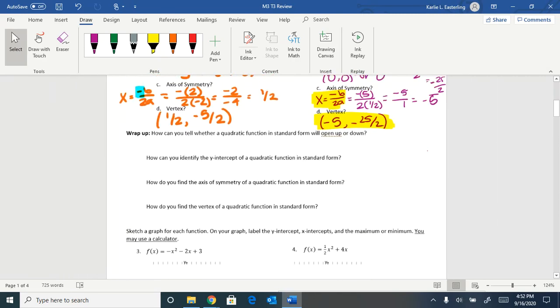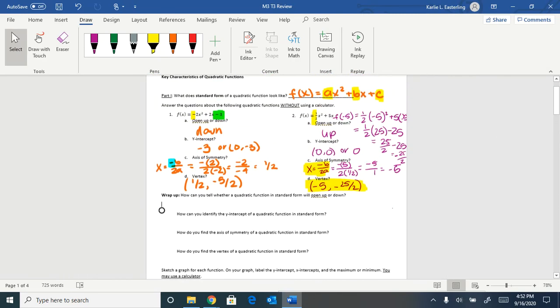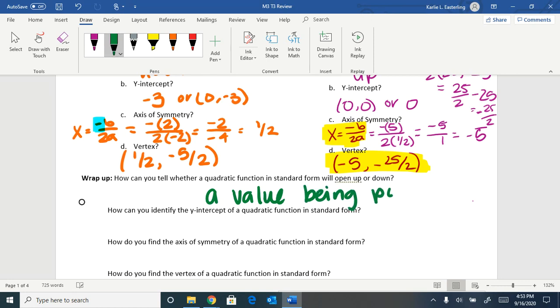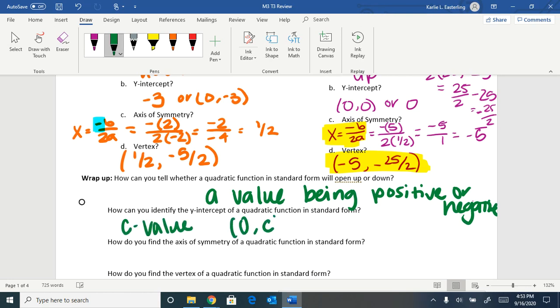So to wrap up all this information about standard form, how can you tell whether a quadratic function in standard form will open up or down? And that is based off of our a value being positive or negative. How can you identify the y-intercept of a quadratic function in standard form? So this is your c value, or it's going to look like (0, c).